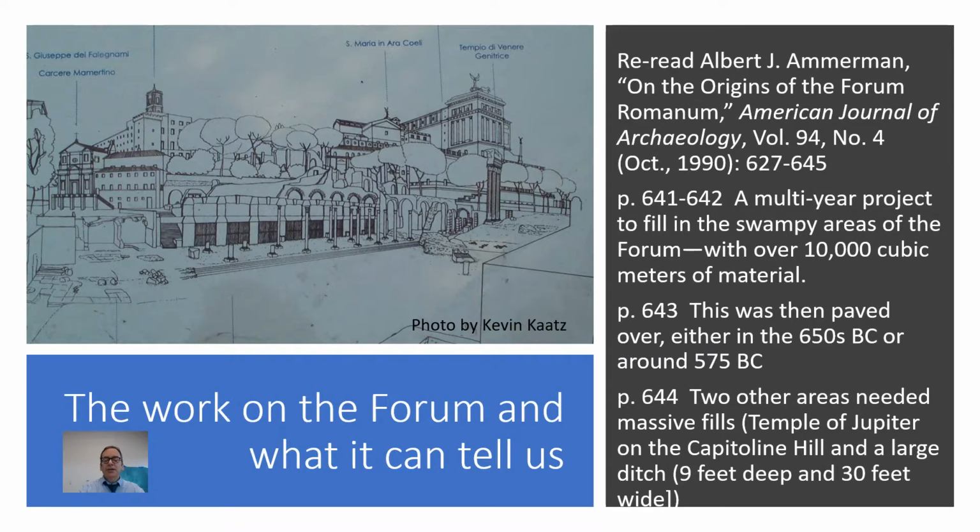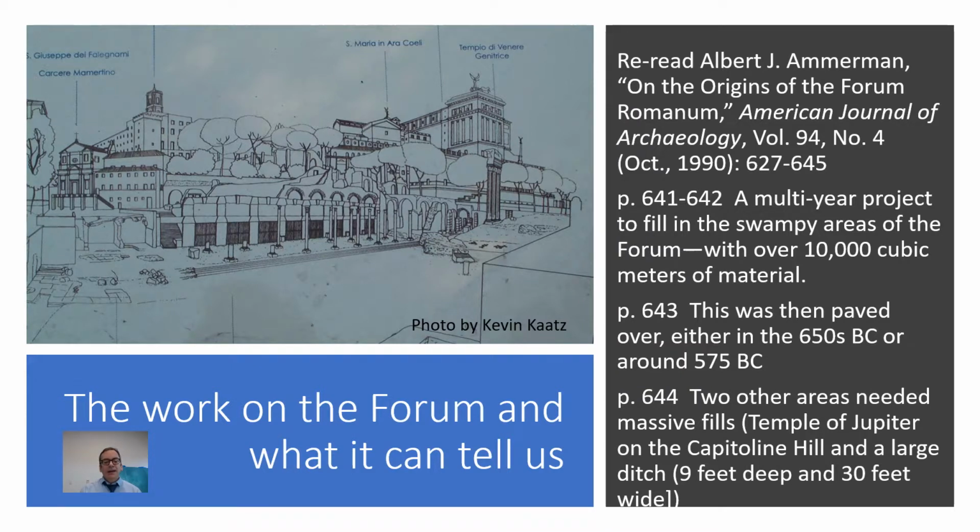And so this article is talking about the development of the Forum, which will become the center of Roman power. And it seems like in the 650s down to about 575, this is actually the case. If you reread this article, look on pages 641 and 642. The Forum was a pretty swampy area, and we've talked about this before. What they ended up doing is using over 10,000 cubic meters of material to fill this ditch-like area in to make it flat, and then they paved it over with gravels.